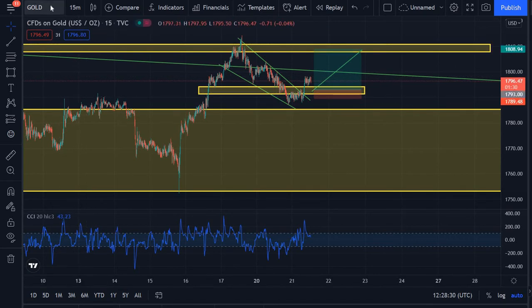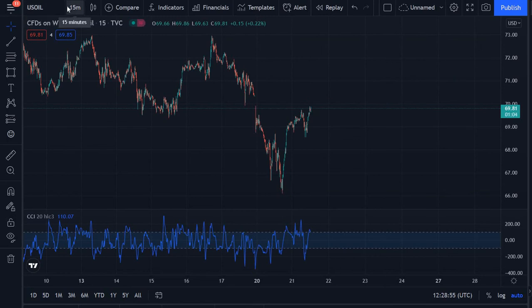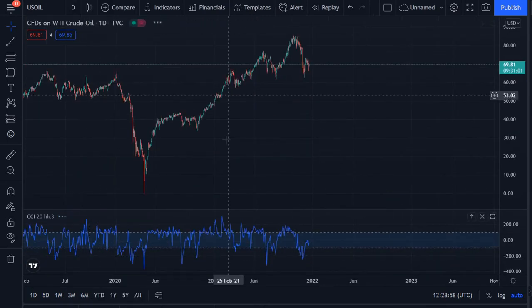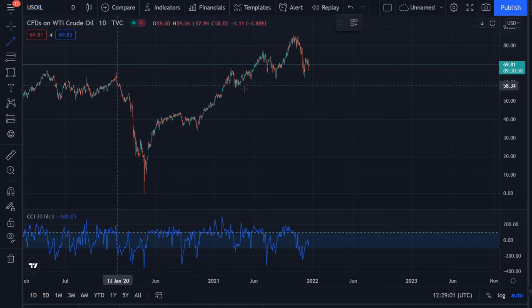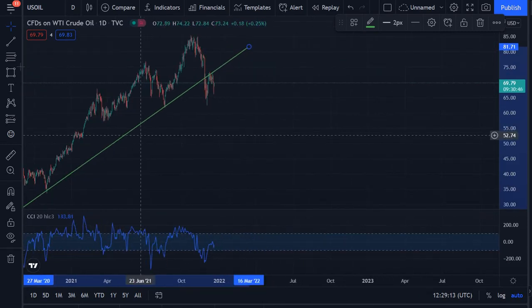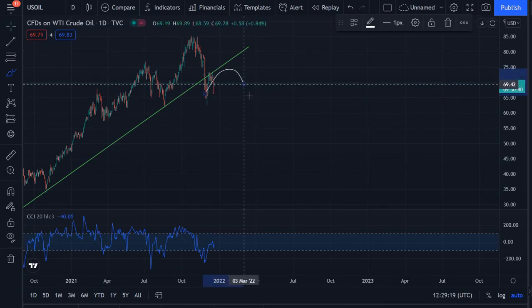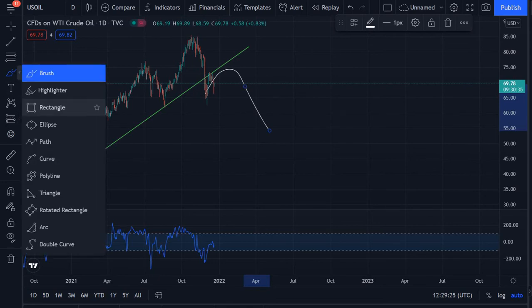Let's check the crude oil markets. So the oil market here, kind of a bullish trend a little bit. We fell a little bit out of this trend line here, and now maybe here forming a right shoulder, which would here be a selling opportunity.